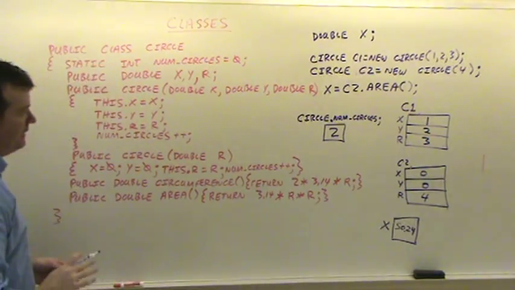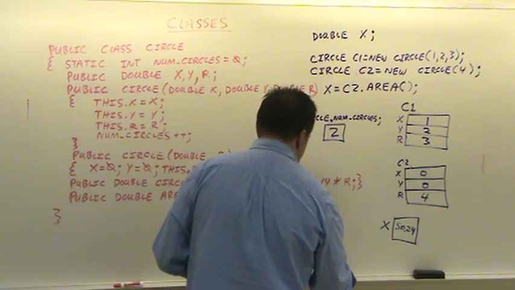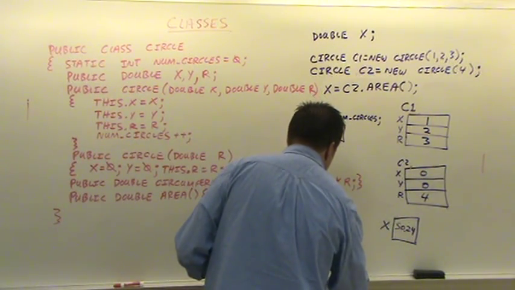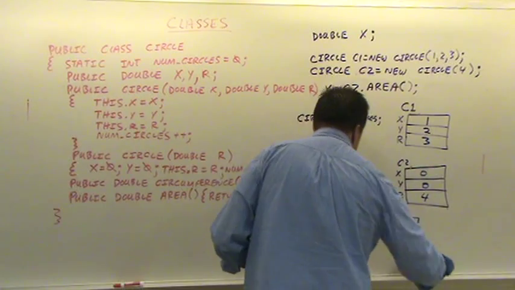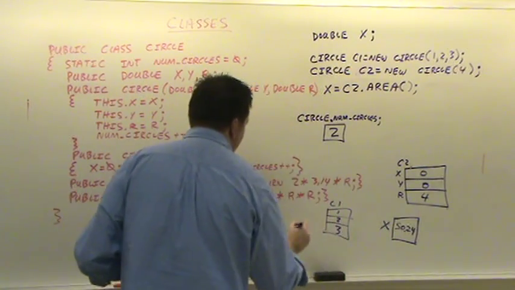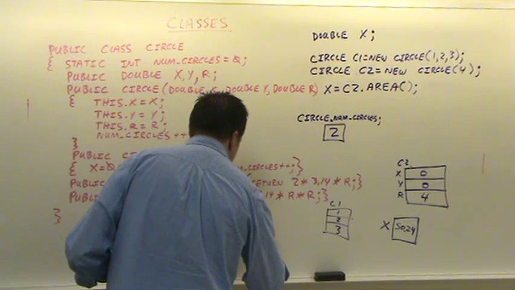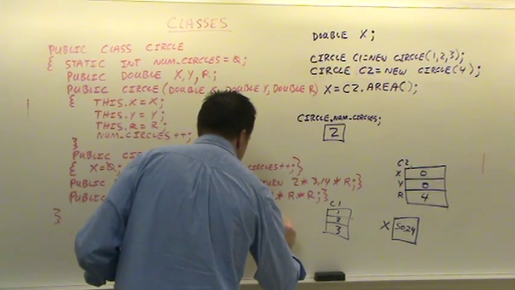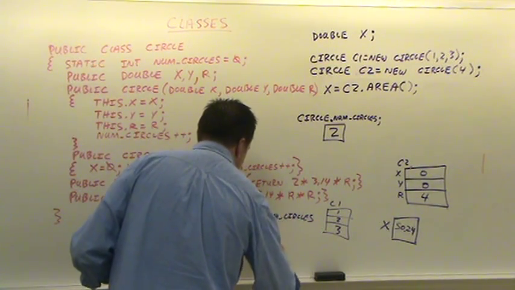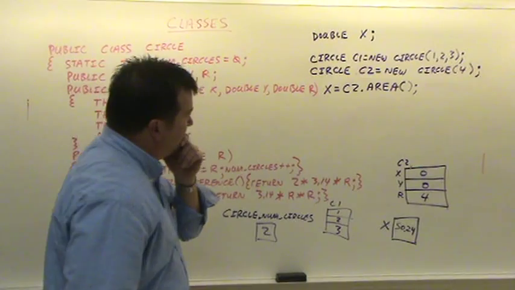Okay. Now suppose, let me make a little more room. Let me write our storage down here. C1 is 1, 2, 3. And our number of circles is currently equal to 2. Okay, now suppose we decided to do this.